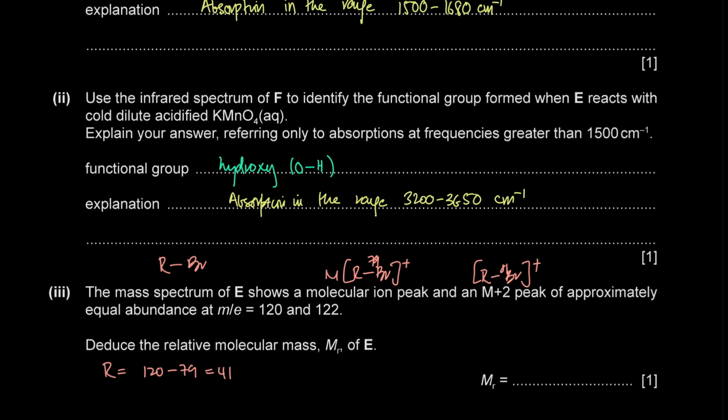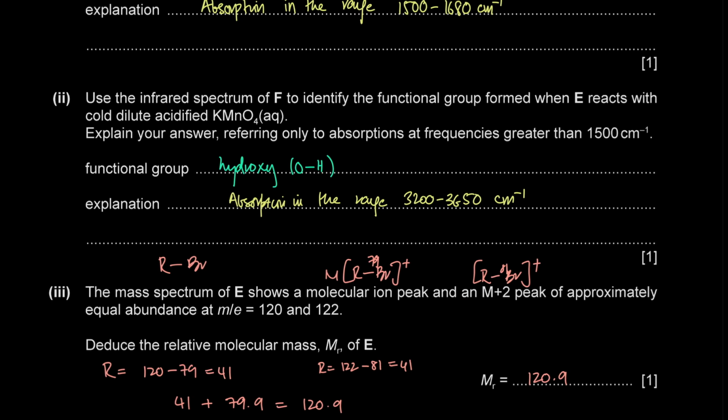Similarly, we can say that the R group has a mass of 122 minus 81. We can take the M+2 as well. Again, we can figure out that the R group has a mass of 41. So we have a 41 from the R group. And then we have to take the relative atomic mass of bromine, which is 79.9, and we get an Mr of 120.9. So 120.9 is the Mr.